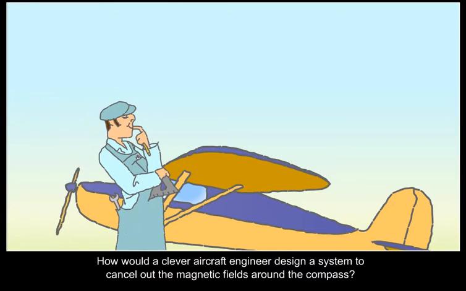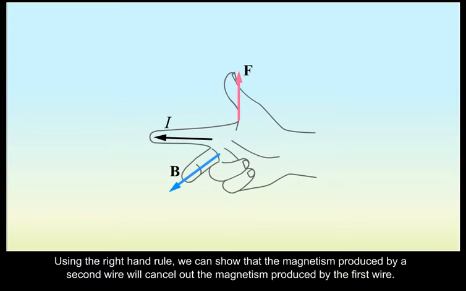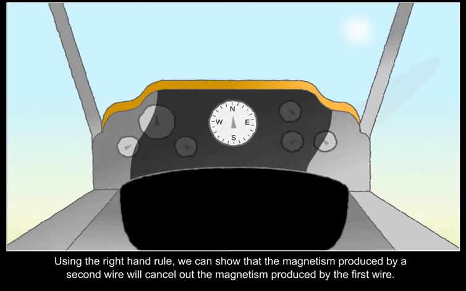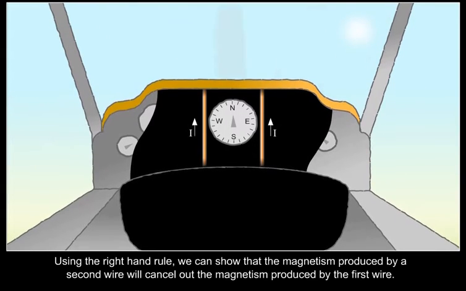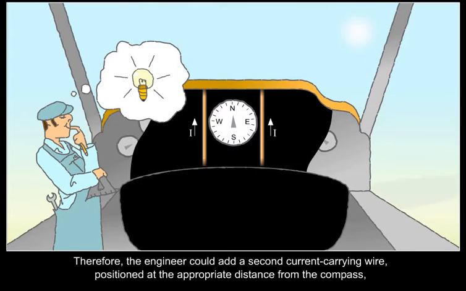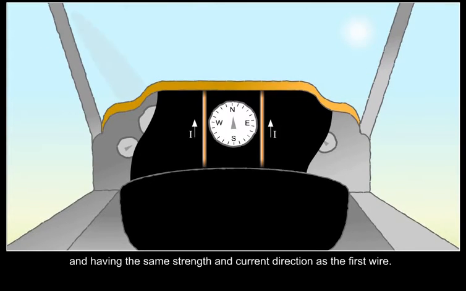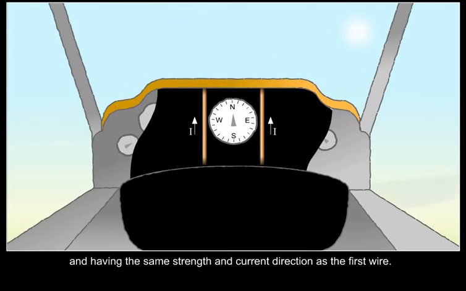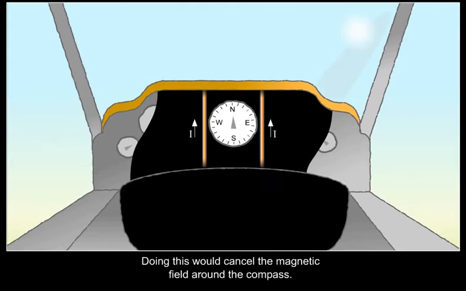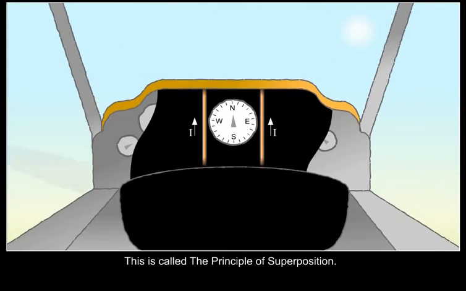How would a clever aircraft engineer design a system to cancel out the magnetic fields around the compass? Using the right-hand rule, we can show that the magnetism produced by a second wire will cancel out the magnetism produced by the first wire. Therefore, the engineer could add a second current-carrying wire positioned at the appropriate distance from the compass and having the same strength and current direction as the first wire. Doing this would cancel the magnetic field around the compass. This is called the principle of superposition.